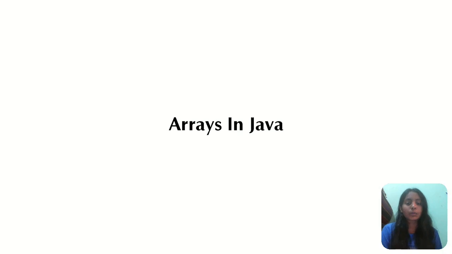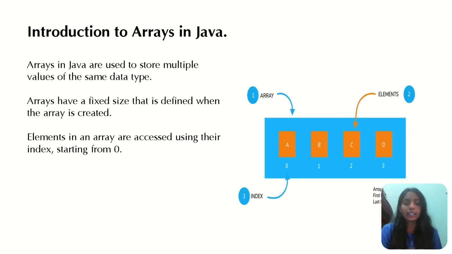Today I am going to explain about arrays in Java. Introduction to arrays in Java. Arrays in Java are used to store multiple values of the same data type. Arrays have a fixed size that is defined when the array is created. Elements in an array are accessed using their index starting from 0.